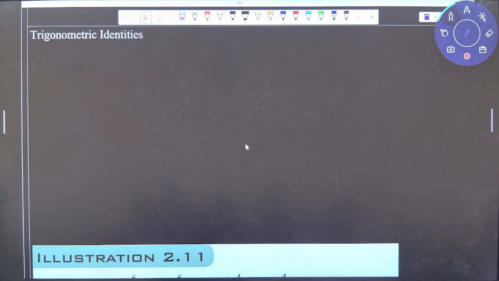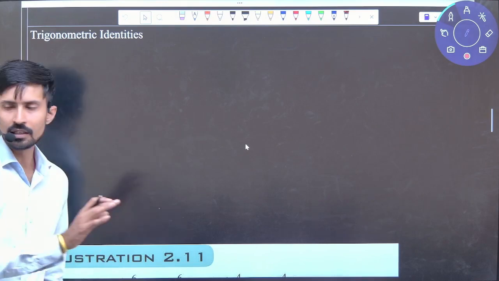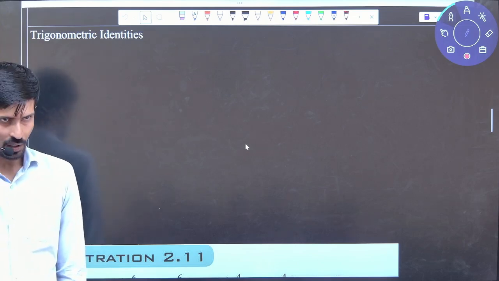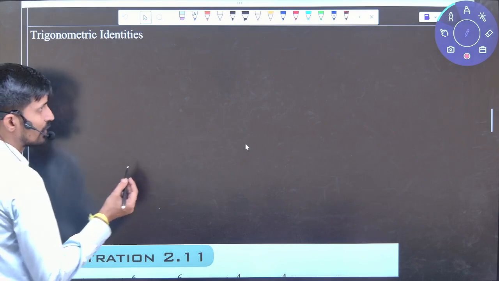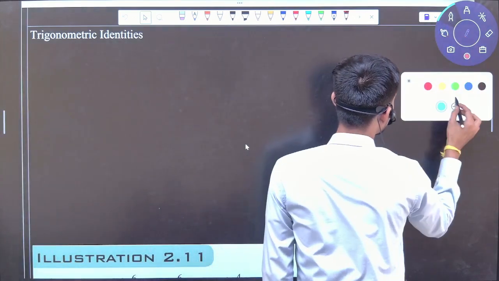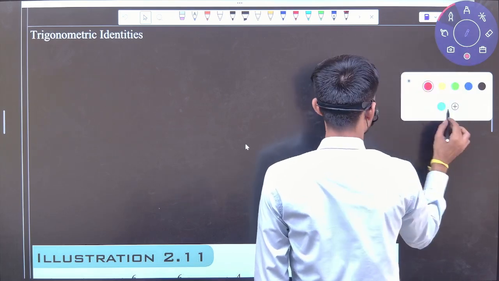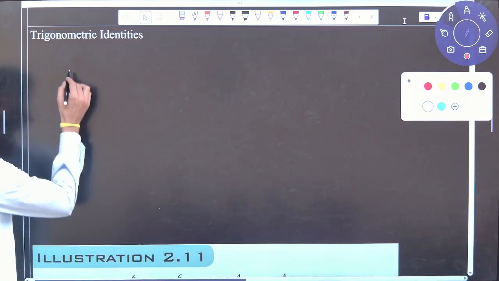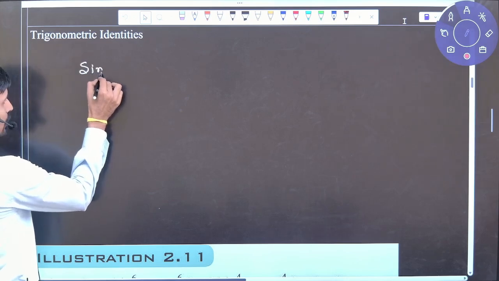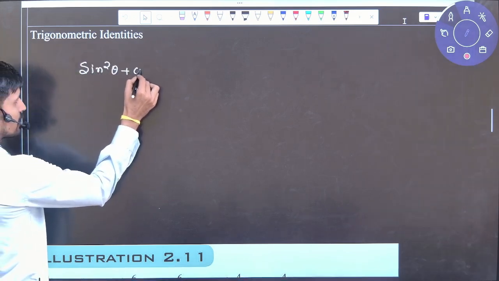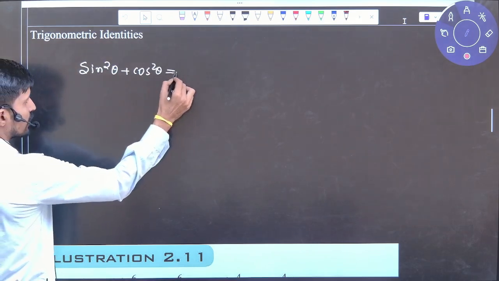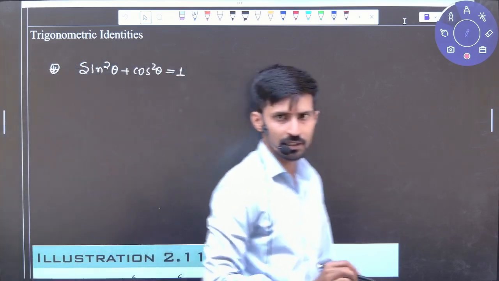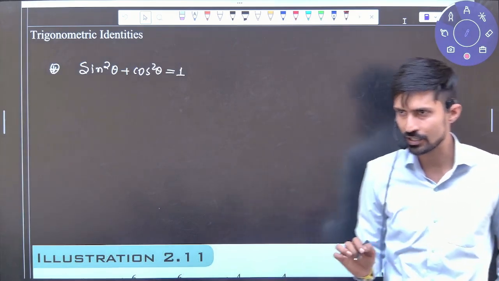Okay, so with the help of this concept, there are 6 questions which you can solve and which will help you in understanding. Okay? Our first formula is sin square theta plus cos square theta is equal to 1. I am going to tell you some other usage of this formula, sin square theta plus cos square theta is equal to 1.